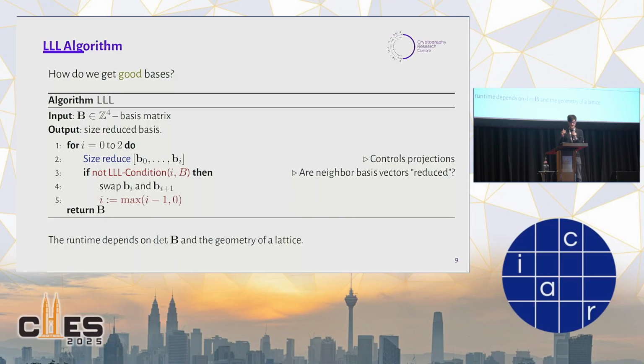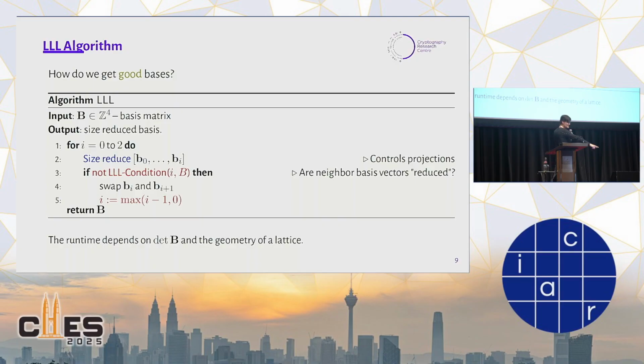It iterates through consecutive pairs of basis vectors. Then it does something called a size reduction, more on that later. Then it checks a certain condition called the LLL condition, which basically controls whether two consecutive basis vectors are reduced in some sense. And if they are not, we perform a swap and then make a step back in our outer loop. Now, what issues do we have with this particular algorithm?